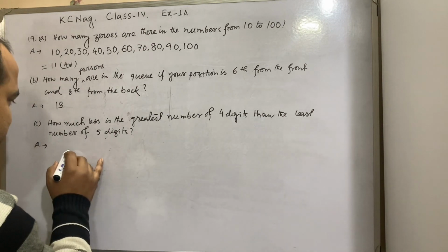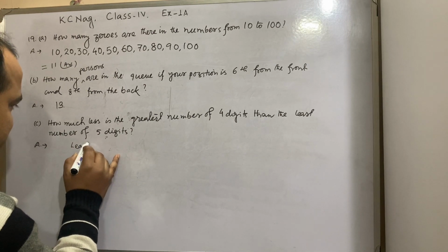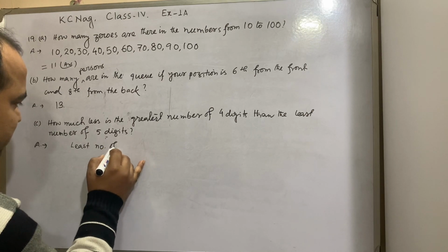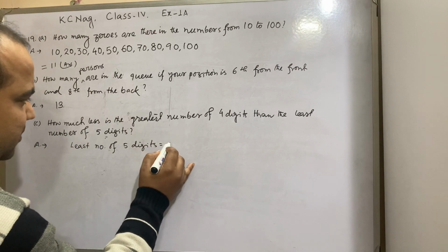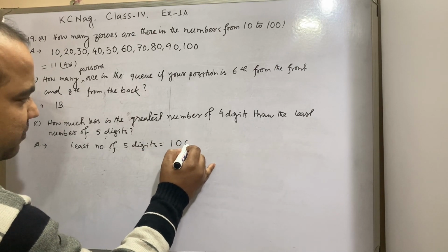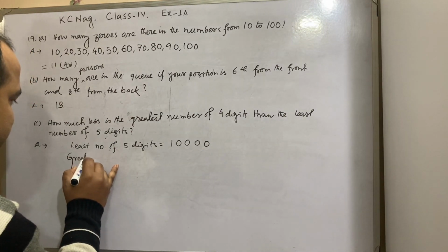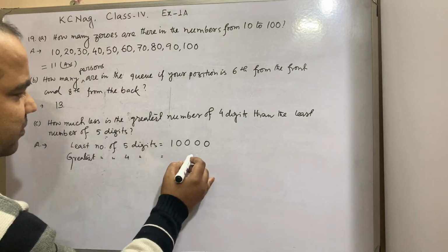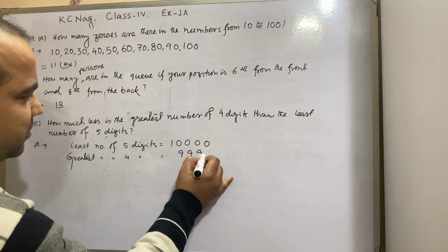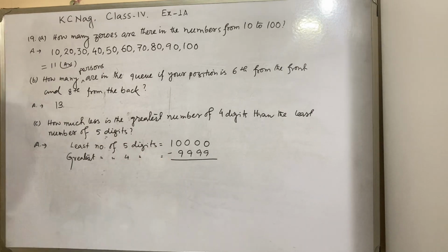Okay, so let's see. The least number of 5 digits is equal to 1 followed by four 0s, 10000, and the greatest number of 4 digits is equal to four 9s, 9999. As it is a comparison, we have to do the subtraction.